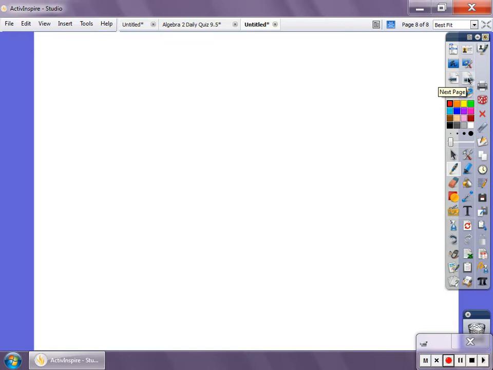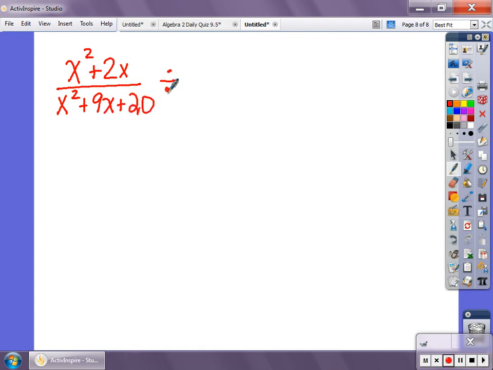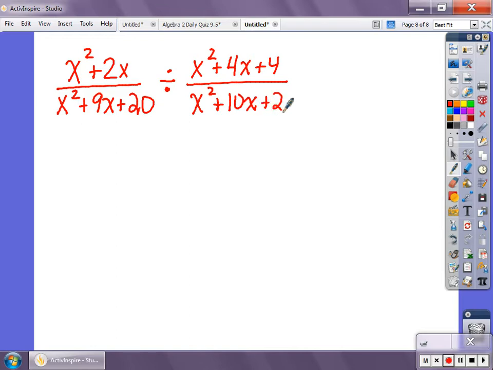Now we need to do division. We have x squared plus 2x over x squared plus 9x plus 20. We're dividing by x squared plus 4x plus 4 over x squared plus 10x plus 25.